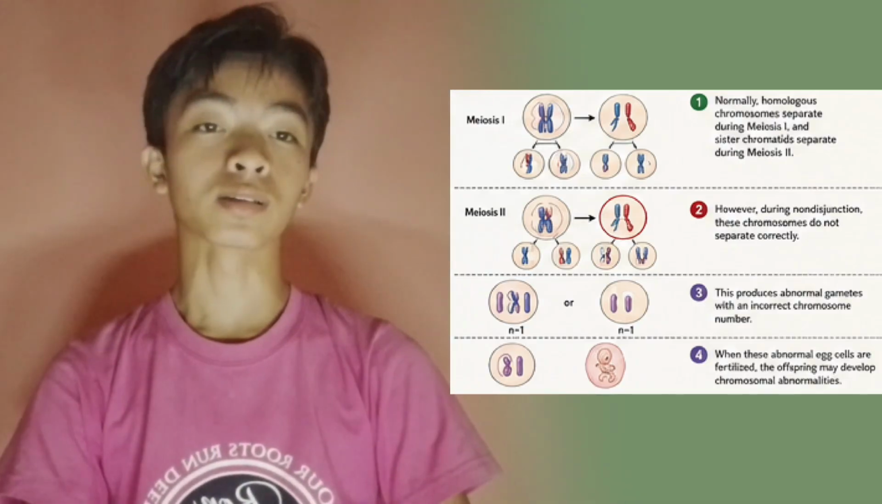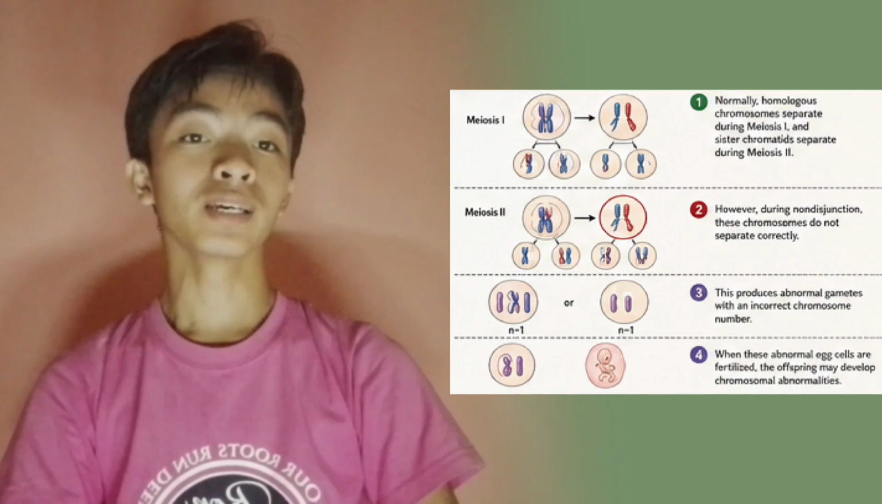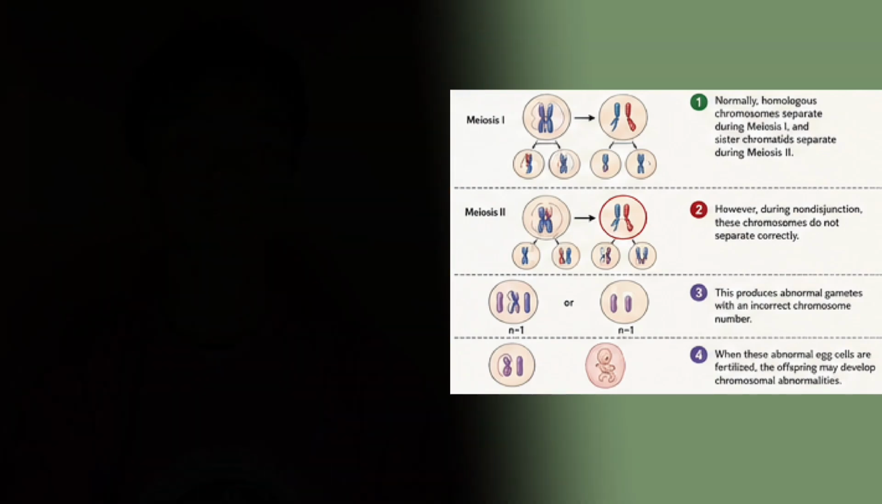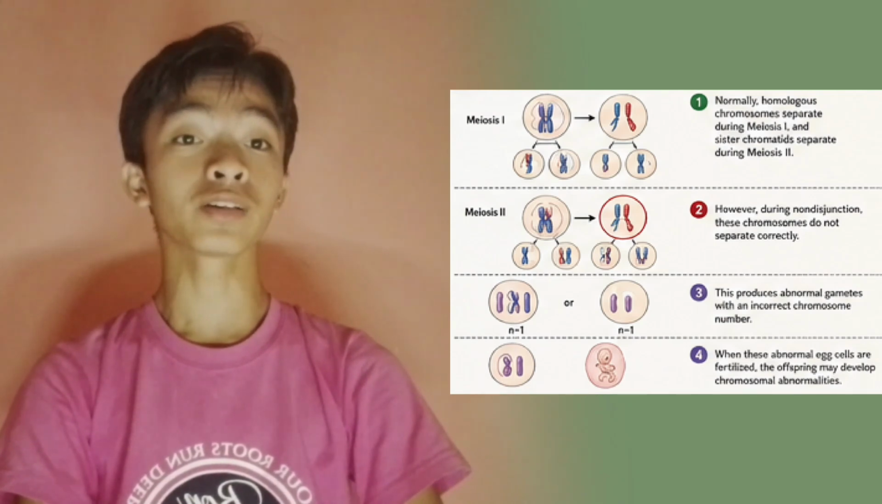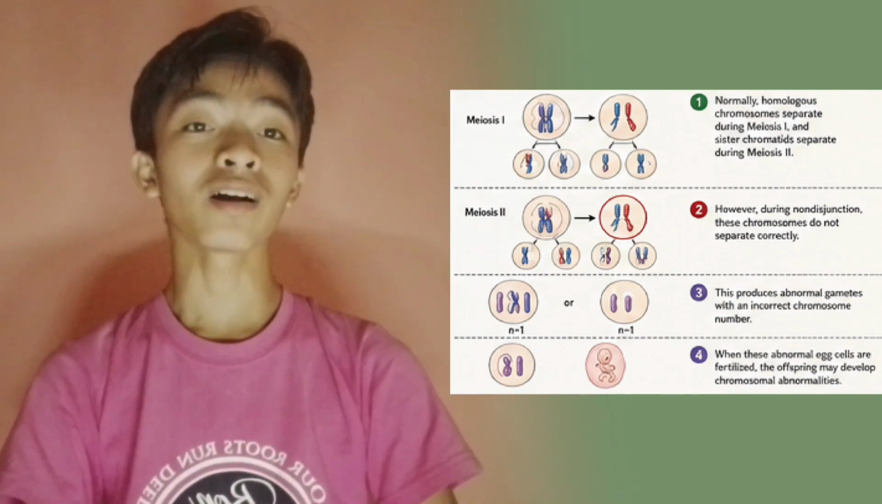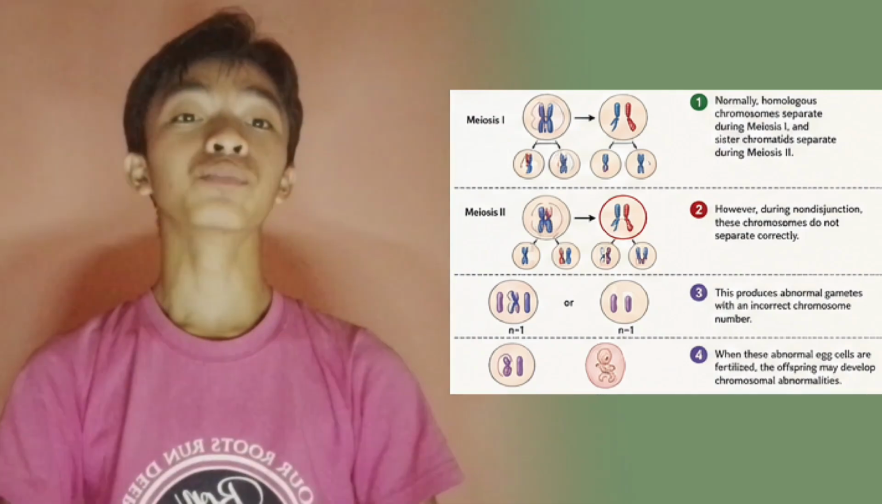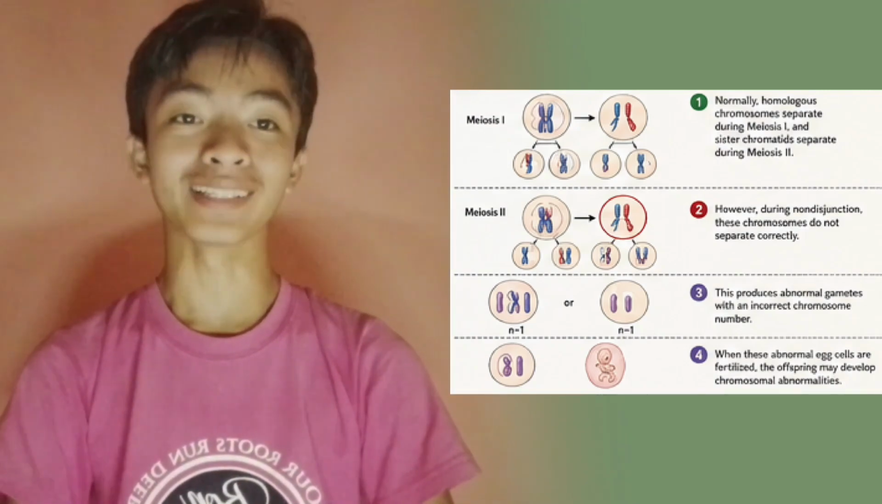Normally, homologous chromosomes separate during meiosis 1, and sister chromatids separate during meiosis 2. However, during non-disjunction, these chromosomes do not separate correctly. This produces abnormal gametes with an incorrect chromosome number. When these abnormal egg cells are fertilized, the offspring may develop chromosomal abnormalities.